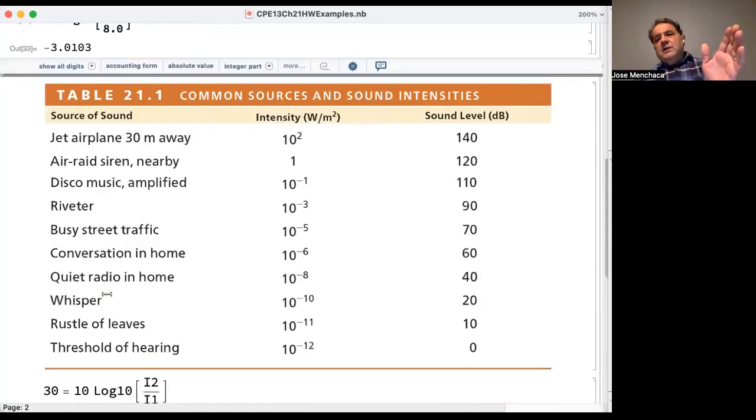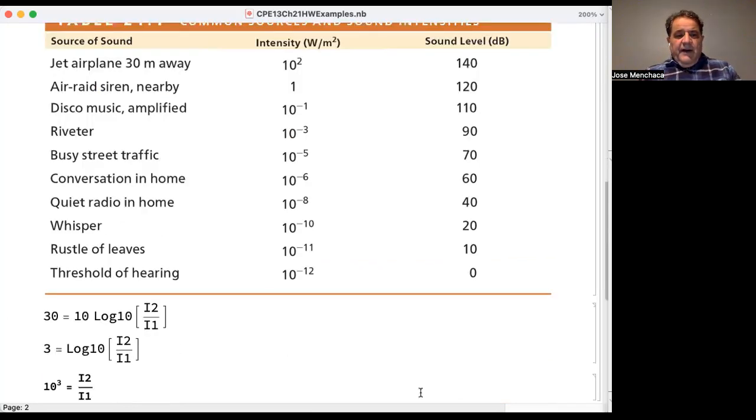Now, they had a chart here in the lecture. Here's the threshold of hearing, 1 times 10 to the minus 12 watts per square meter, rustling of leaves, 10 to the minus 11. So let's compare, like, quiet radio in home is 40, and the conversation in home is 60. So that's a 20 dB difference.